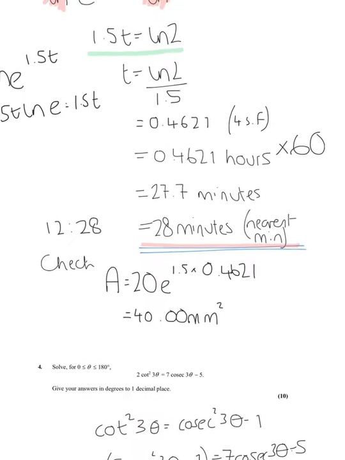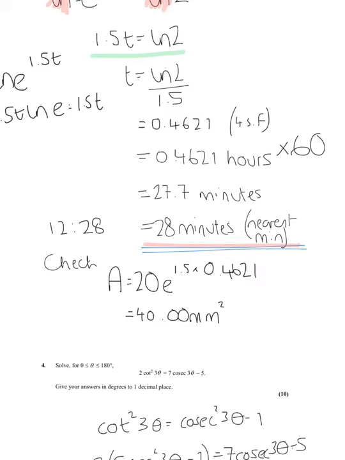Then you could check it, so put your t value that you calculated in your original equation. I've put it in here, and said what does the area equal if we do 20 e to the 1.5 times that, and it comes out at 40.00. Just useful to do that just in case you've made any silly calculation mistake.